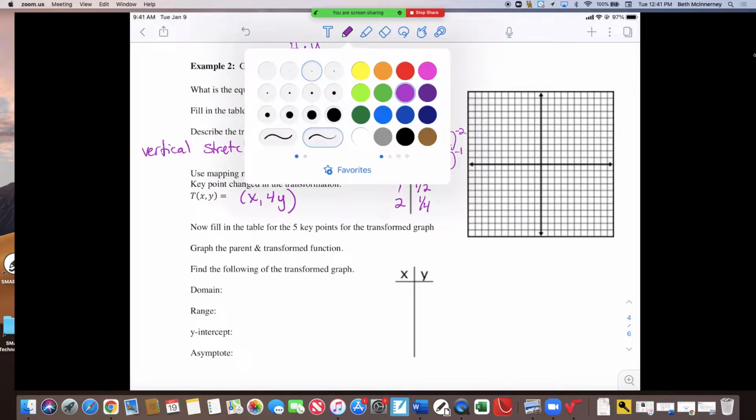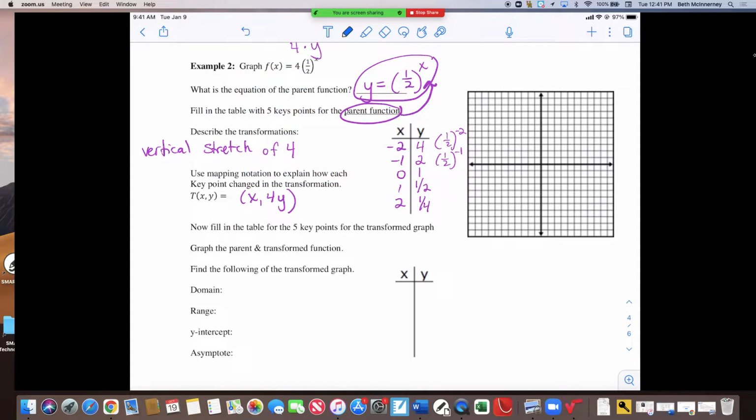So let's go, I'm going to change colors here. And you're going to keep the x values the same, but you're going to multiply the parent function table y values by 4. Okay, that's all you're going to do. This says keep the x values and then take 4 times the y values. So that would be what? 16, 8, 4. What's 4 times 1/2?